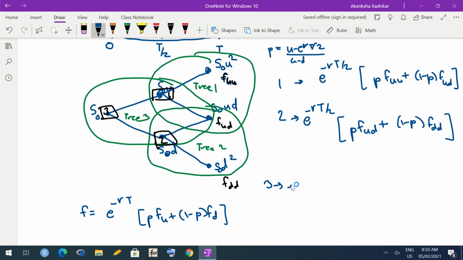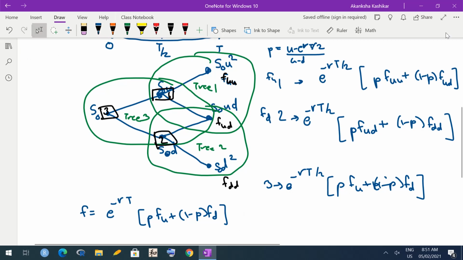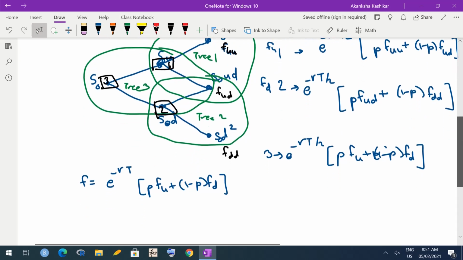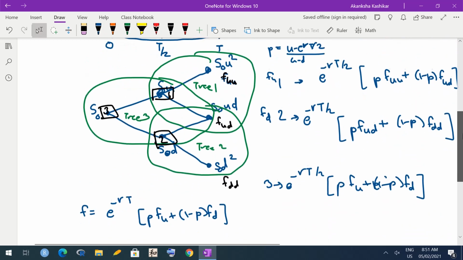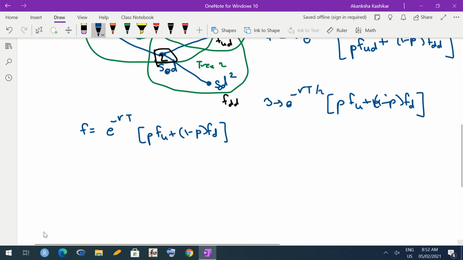So let me call this FU and this is FD. So this becomes e raised to minus RT by 2 times PFU plus 1 minus PFD. Okay, so what would it be when I substitute the values of FU and FD from these two? What will be the value at the initial point, the one in which we are interested?